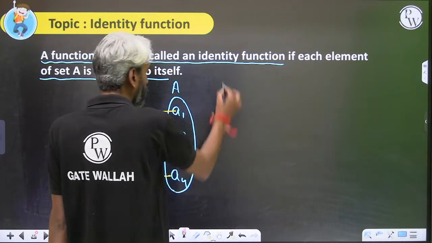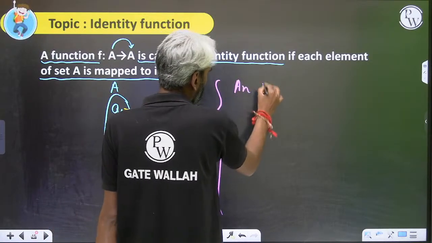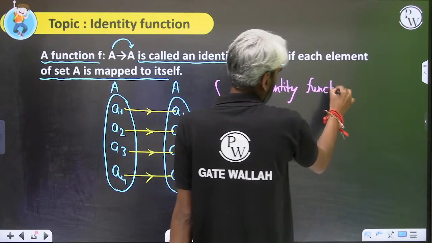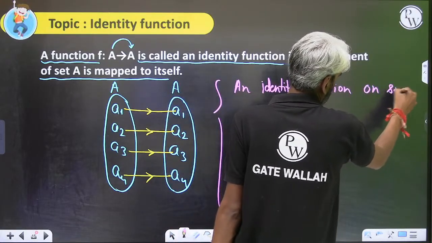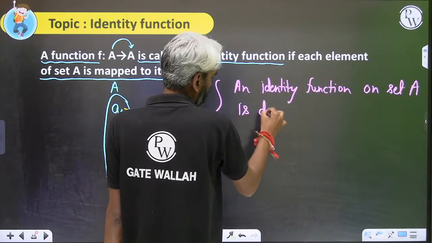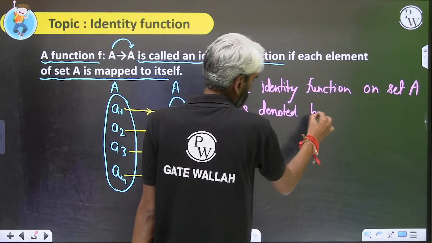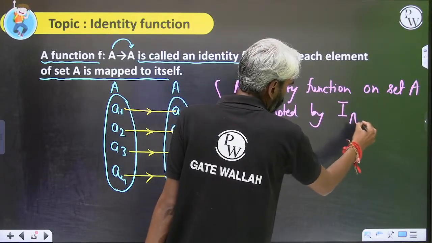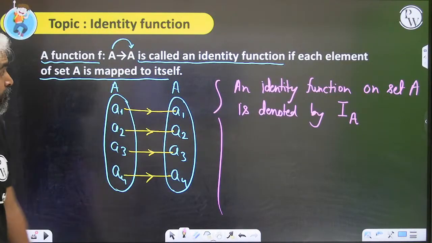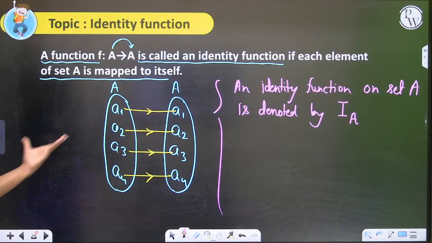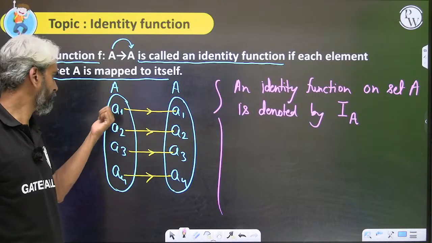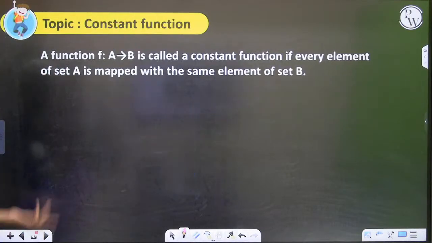So how do we denote this? An identity function on set A is denoted by I on A. If you are denoting an identity function on set B, it will be I on B. So that's just the simple identity function. Every element of the domain will map with itself. Next one is the constant function.